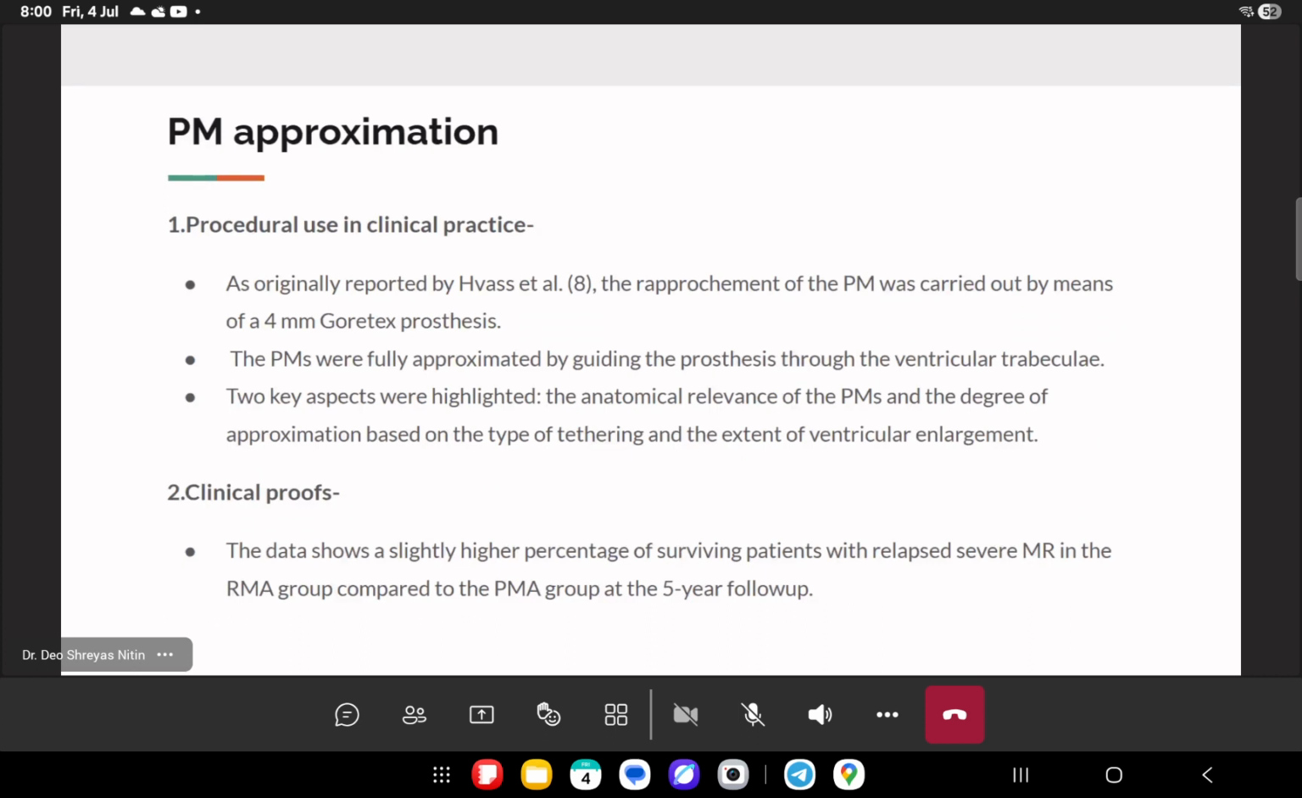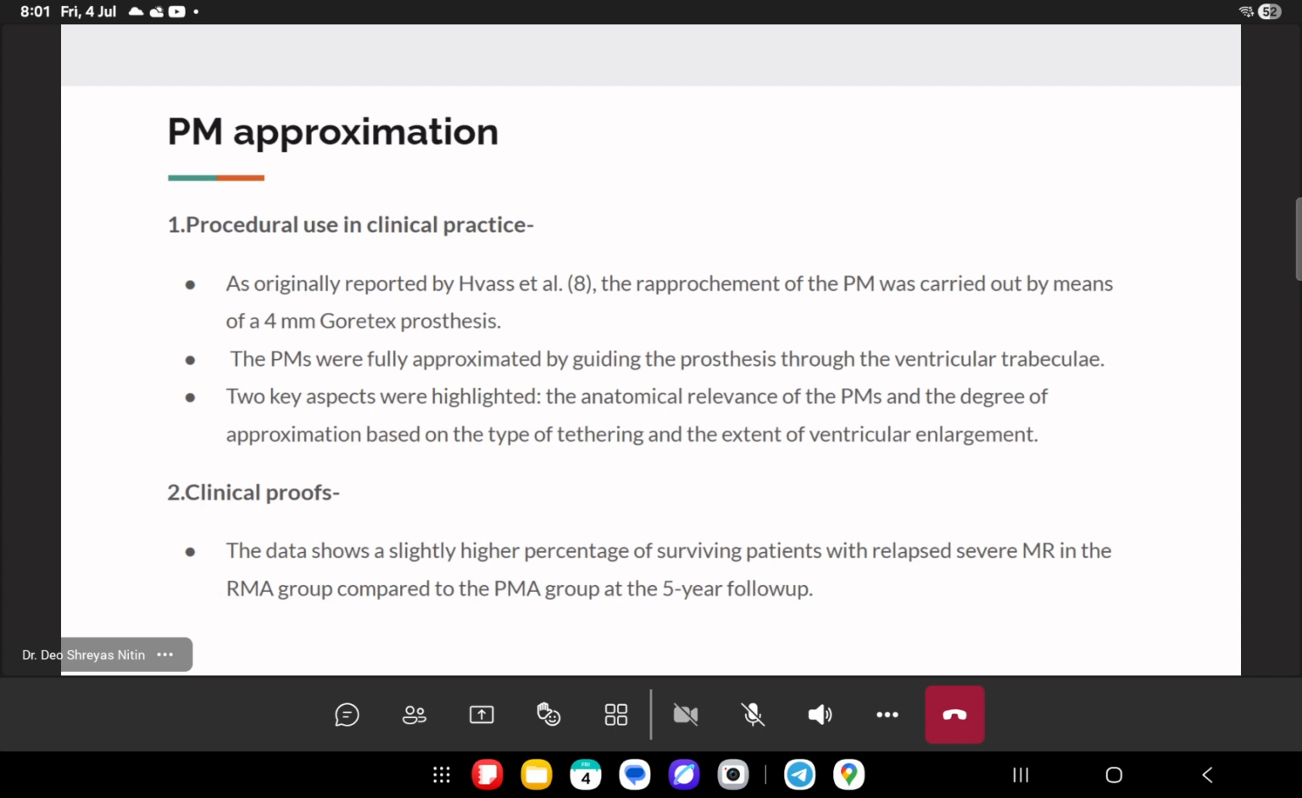Papillary muscle approximation, as originally reported by Hayes et al., the approximation of the papillary muscles was carried out by means of a Gore-Tex prosthesis. The papillary muscles were fully approximated by guiding the prosthesis through the ventricular trabeculae. Two key aspects were highlighted: the anatomical relevance of the papillary muscles and the degree of approximation based on the type of tethering and the extent of ventricular enlargement.